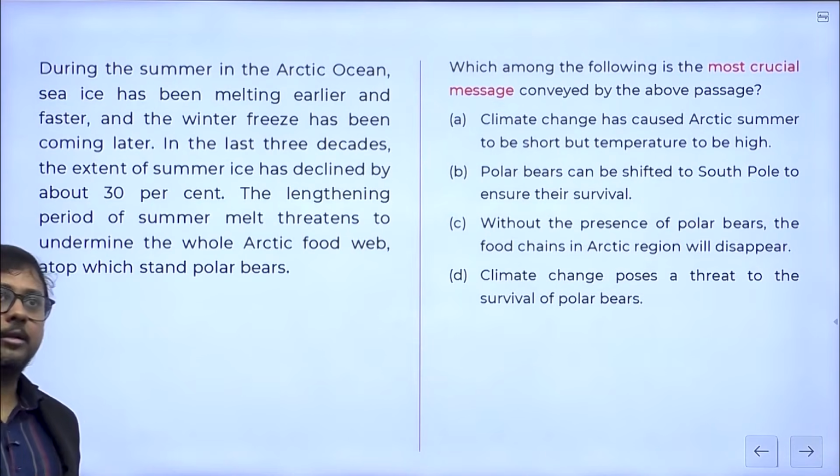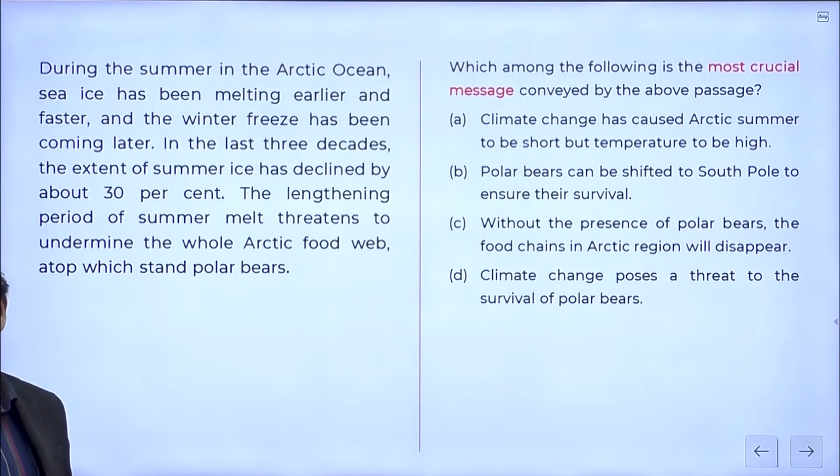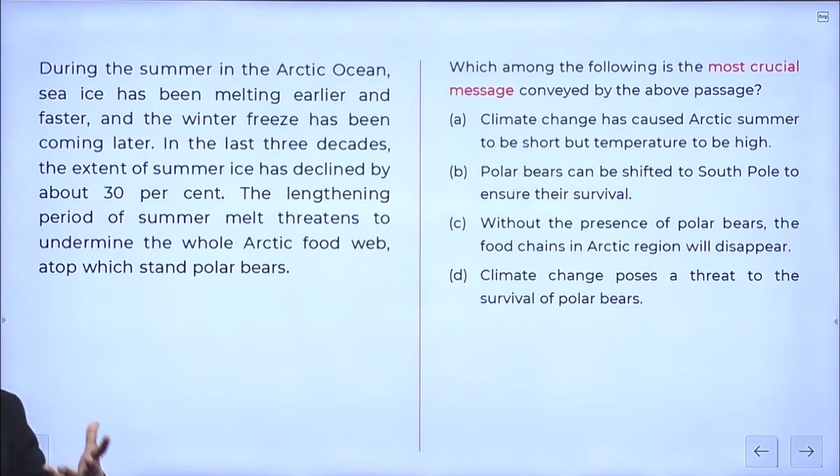Right, you're right. It should not be particularly about one example, but here you see the most emotive word is threatens, and after that what comes is polar bear. So polar bear is the focus over here. Okay.